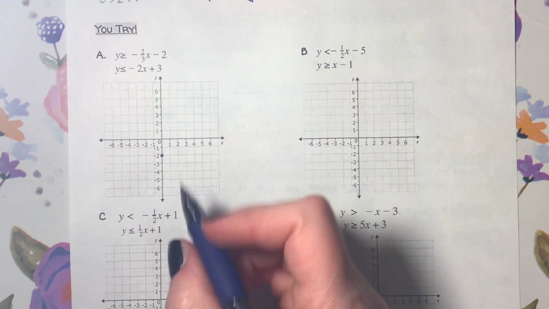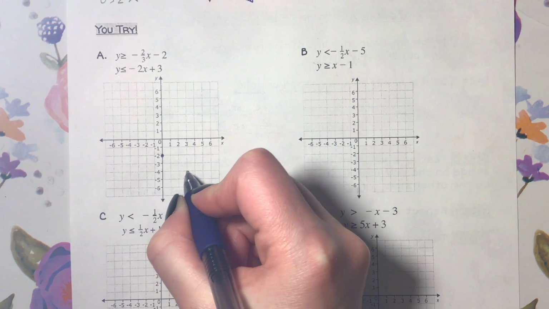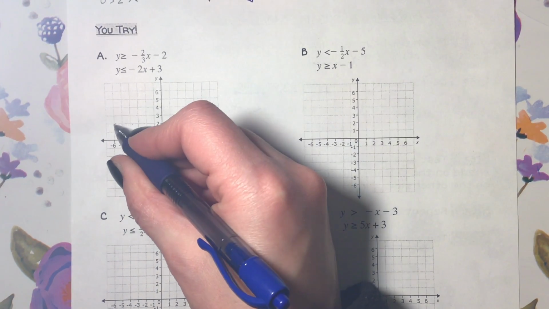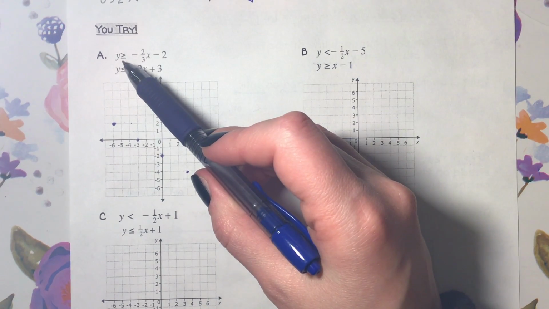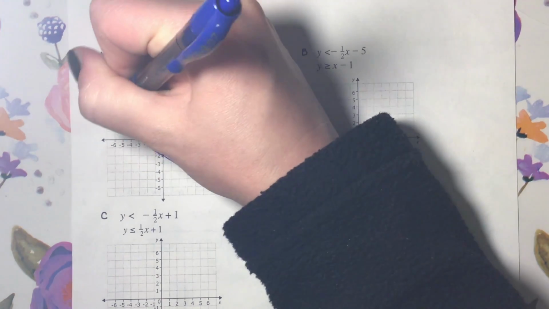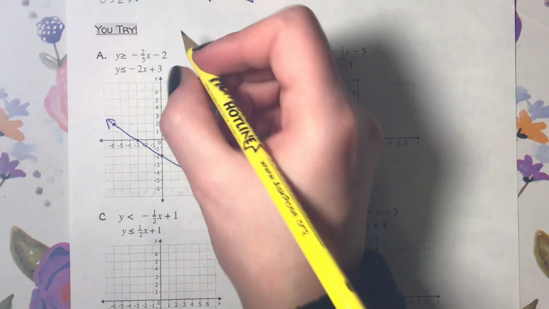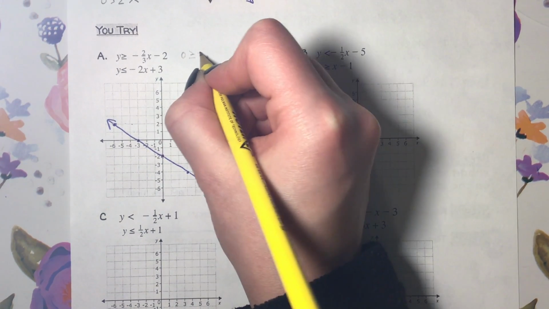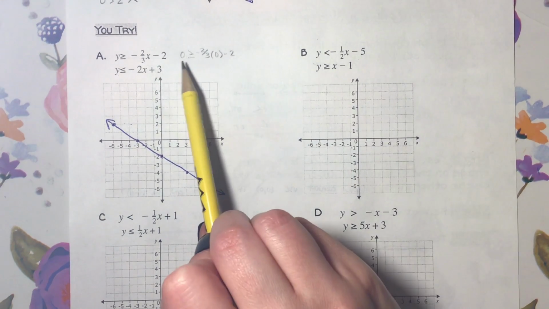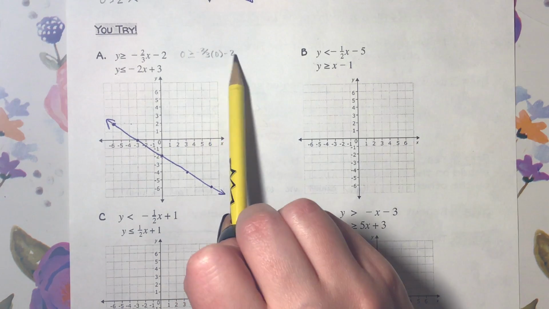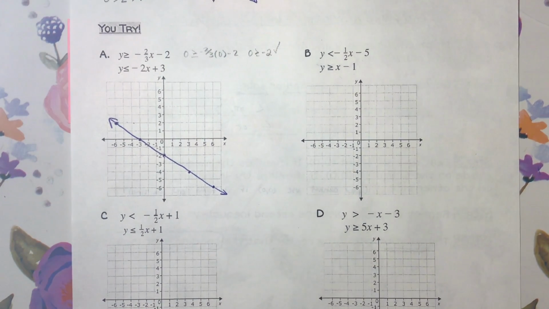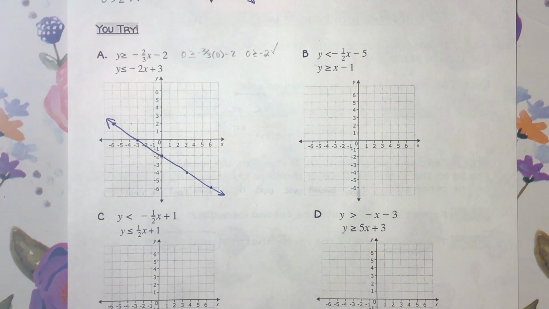Y-intercept is -2, slope is -2/3, so down 2 to the right 3, or up 2 to the left 3. It's going to be a solid line because it is greater than or equal to. And if I plug 0 in, then I have 0 is greater than or equal to -2/3 times 0 minus 2. In other words, this right side is going to be 0 minus 2 or -2. 0 is greater than or equal to -2. I believe that is true. Yes, 0 is more than a negative number.